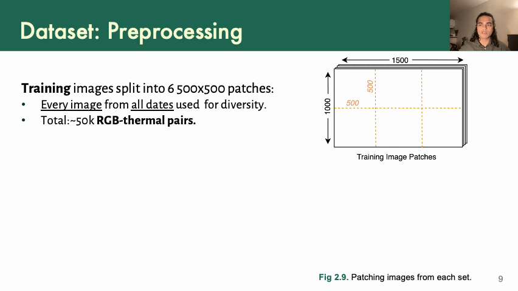To allow for more effective and robust training through larger batch sizes, we evenly cropped the training images into 6 500 by 500 patches as shown in the right over here. Every image from all the dates was used to encourage data diversity for better training.